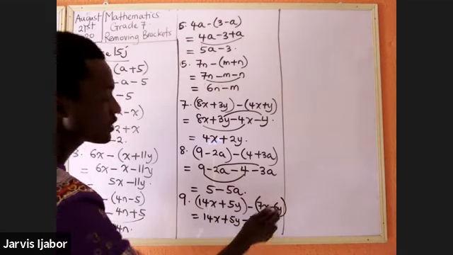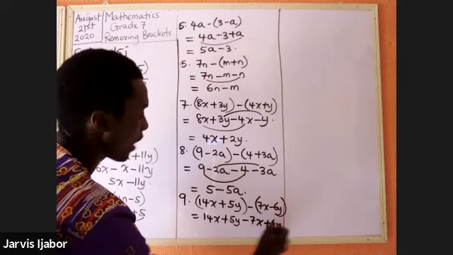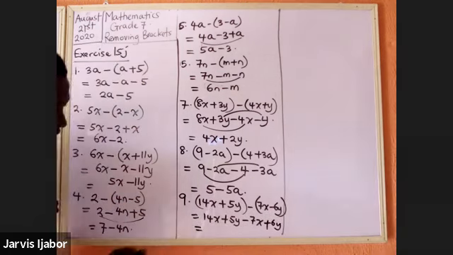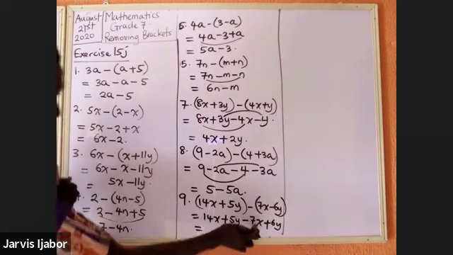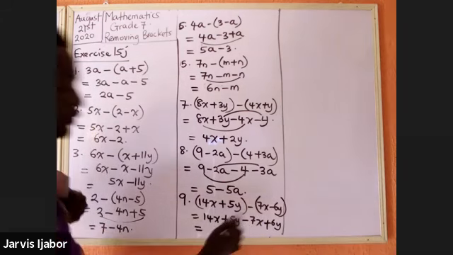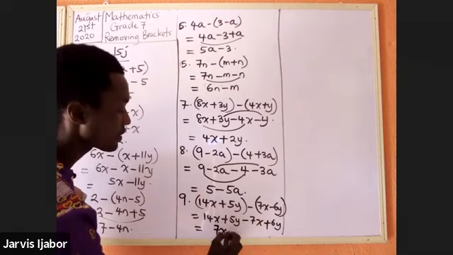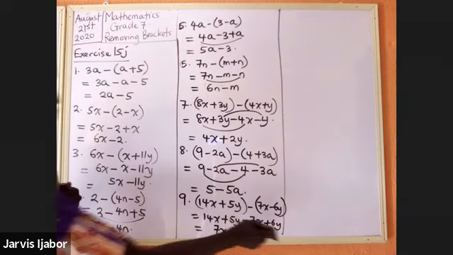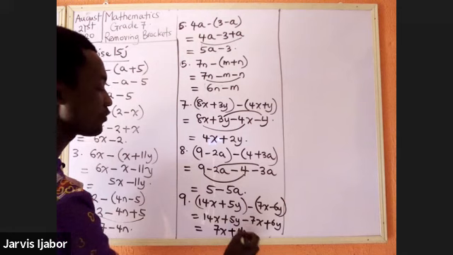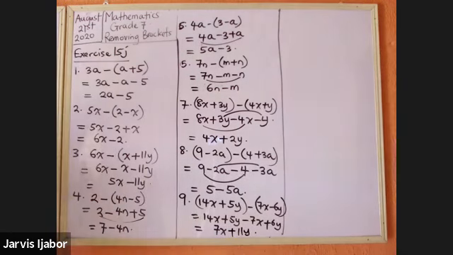This will change to negative. This will change to positive. Plus what? 6y. Now look at that. 14x minus 7x will give me what? 7x. 5y plus 6y will give me what? 11y. So that's for question 9.